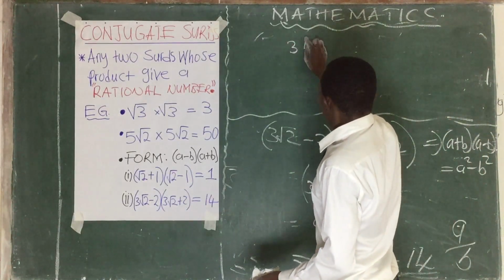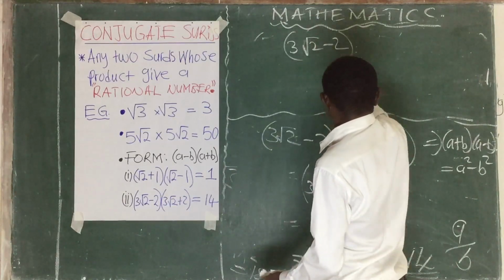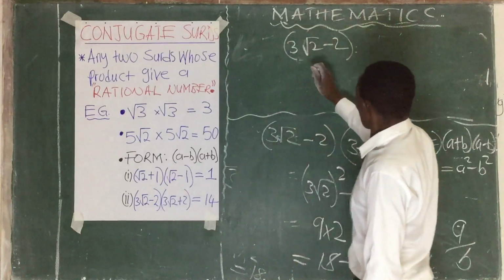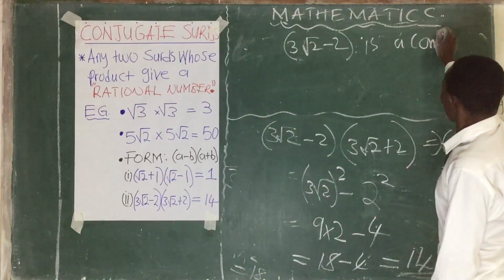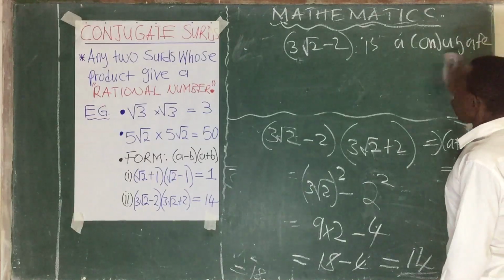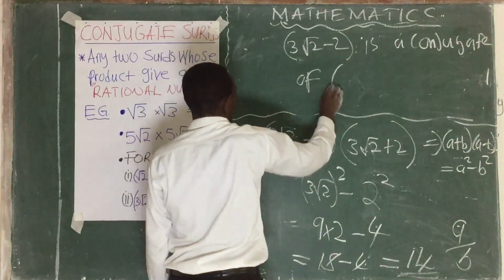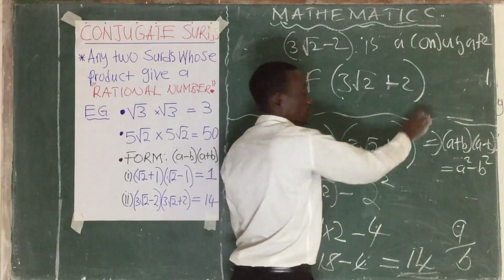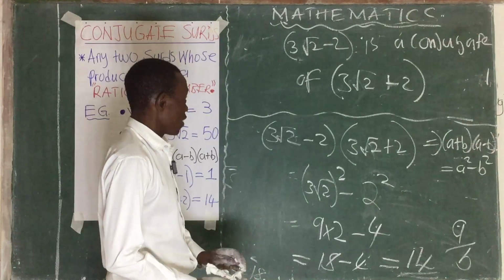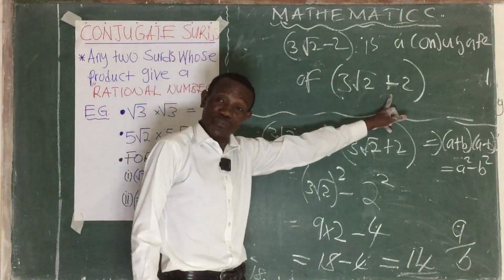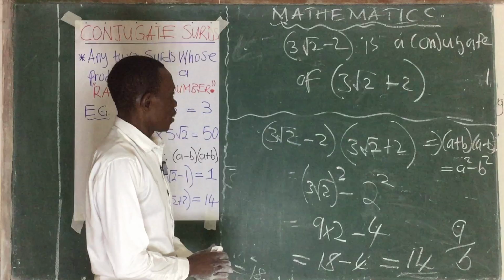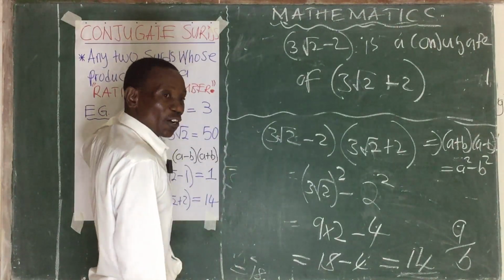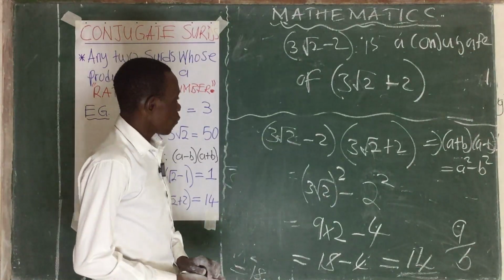So here we will say that this is the conjugate of 3 root 2 minus 2, and that one is the conjugate of 3 root 2 plus root 2. If somebody asks you, what is the conjugate of this? It is the same expression, but with a different sign. So I think, students, by this simple discussion, just the definition of the conjugates of each other, we should be able to understand.